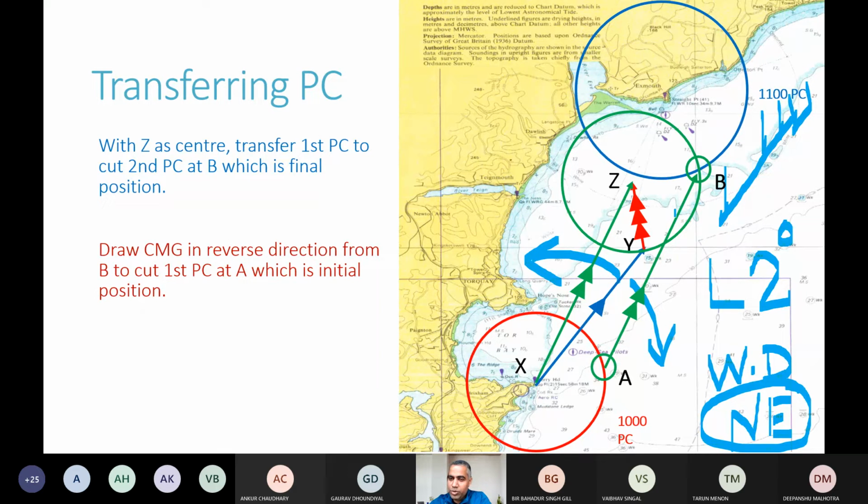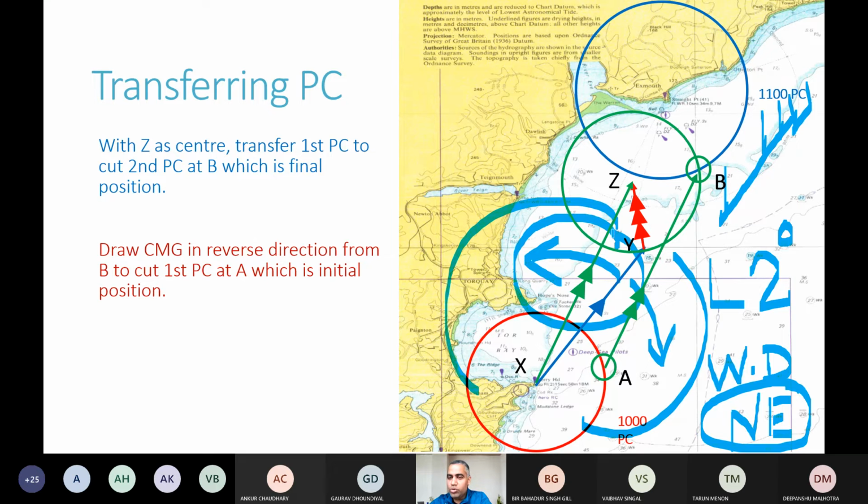So you will be able to easily make out whether it is coming from the starboard side or the port side, starboard bow or starboard quarter, port bow or port quarter. So there will be no confusion in how to apply the leeway angle.